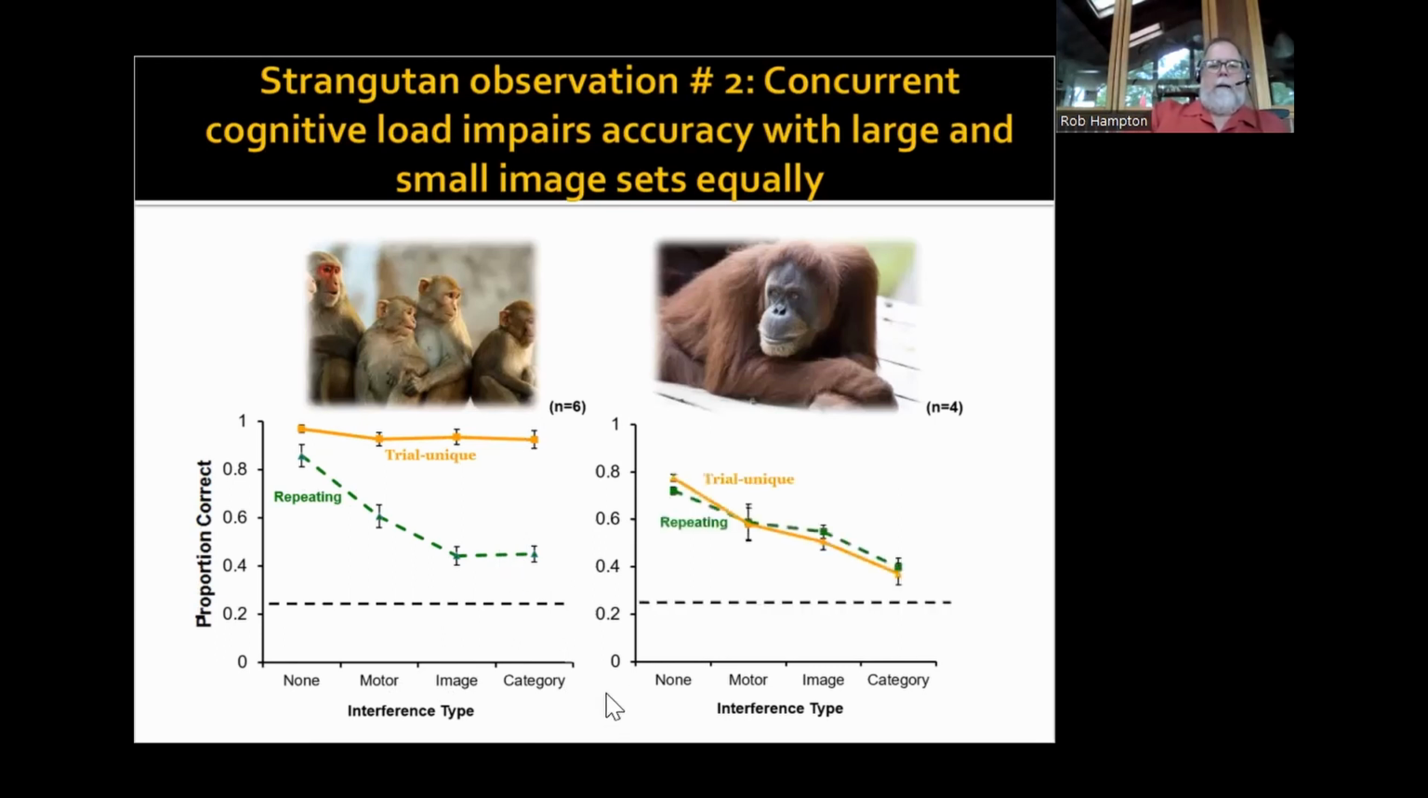The orangutans, by contrast, show a competing cognitive load effect in both cases. This now is really pushing us towards the idea that even with trial unique images they've never seen before, and tests that are going to involve novel distractors, the orangutans are using their working memory. That's how they're solving the task, because if we ask them to do something else during the delay period, it actually impairs their performance.